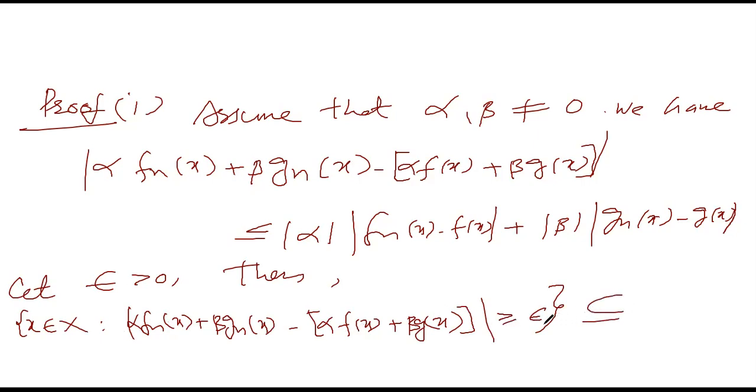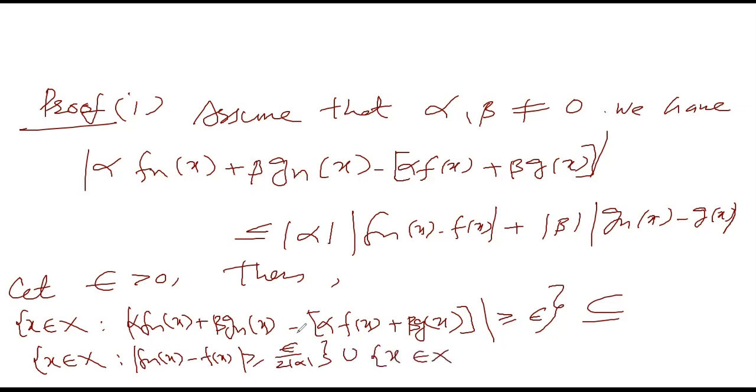is a subset of the set of x belonging to X such that mod of fn x minus f x is greater or equal to epsilon by 2 mod alpha, union the set of x belonging to X such that mod of gn x minus g x is greater or equal to epsilon by 2 mod beta. So this inclusion holds actually.